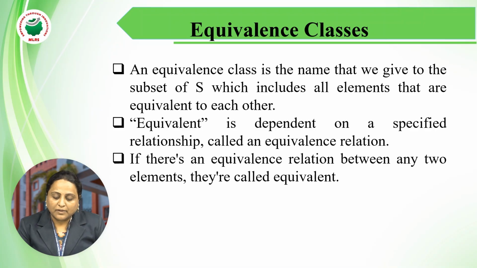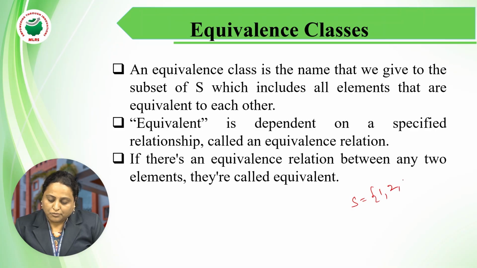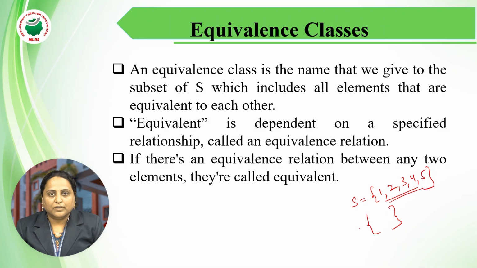So let us see. Equivalence class is a name that we give to a subset of S. So S contains a set of elements we are considering, and if you take a subset of that particular set in which all the elements are equivalent to each other. So how do you say that the elements are equivalent to each other? Suppose I am having a set 1, 2, 3, 4, 5, and I am going to form a subset of this, and here I need to tell which few elements are going to be equivalent.